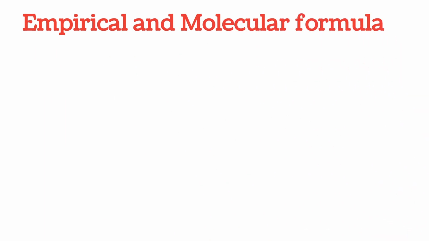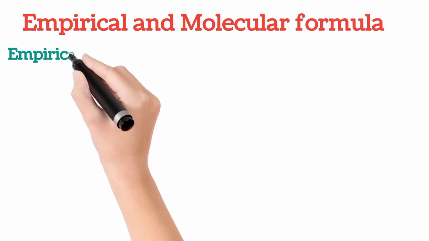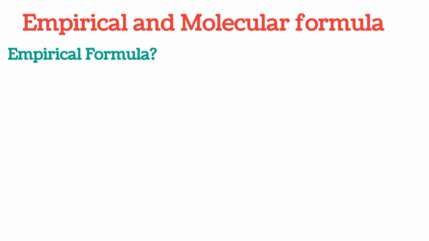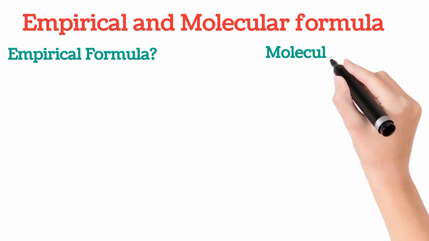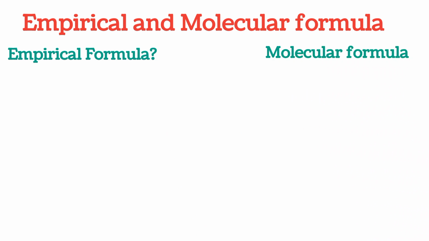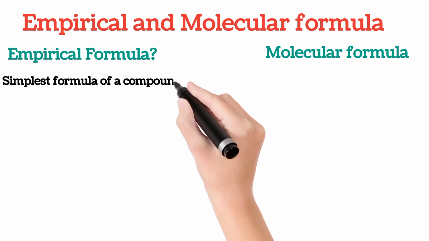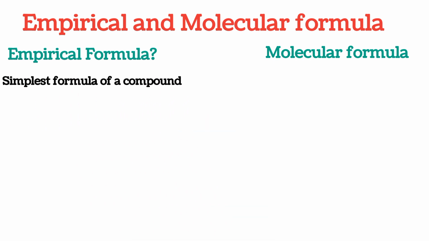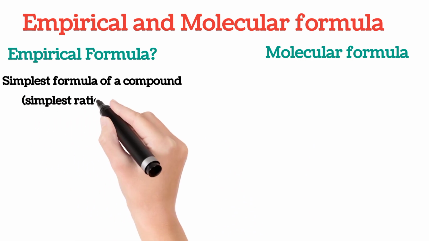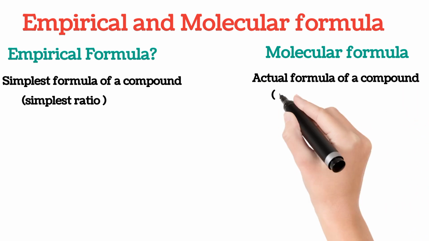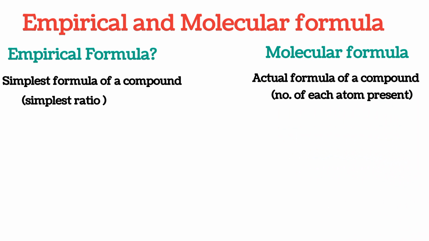I would like to teach you empirical and molecular formula. To begin with, let's look at what is empirical formula and what is molecular formula. Empirical formula is the simplest formula of a compound. It tells us the simplest ratio in which element exists in a compound. While molecular formula is the actual formula of a compound, and it gives us the actual number of each atom present in a compound.